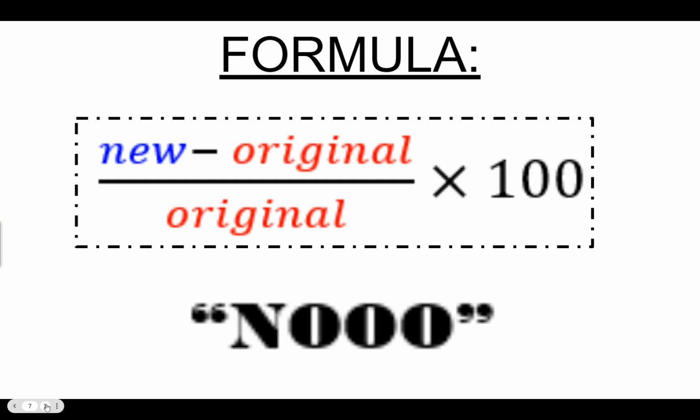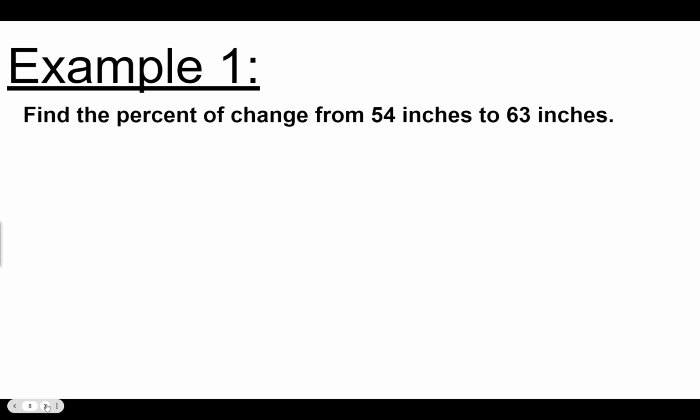Let's try an example using this formula. Find the percent of change from 54 inches to 63 inches. So first thing I'm going to notice is that I'm going from 54 to 63. So those numbers are going up. When the numbers are going up like that, that is an increase. And with increases, our answers are going to be positive. So if you want to make a little note at the top of that problem, that it's going to be an increase and you're going to have a positive answer, you can just write increase and positive.